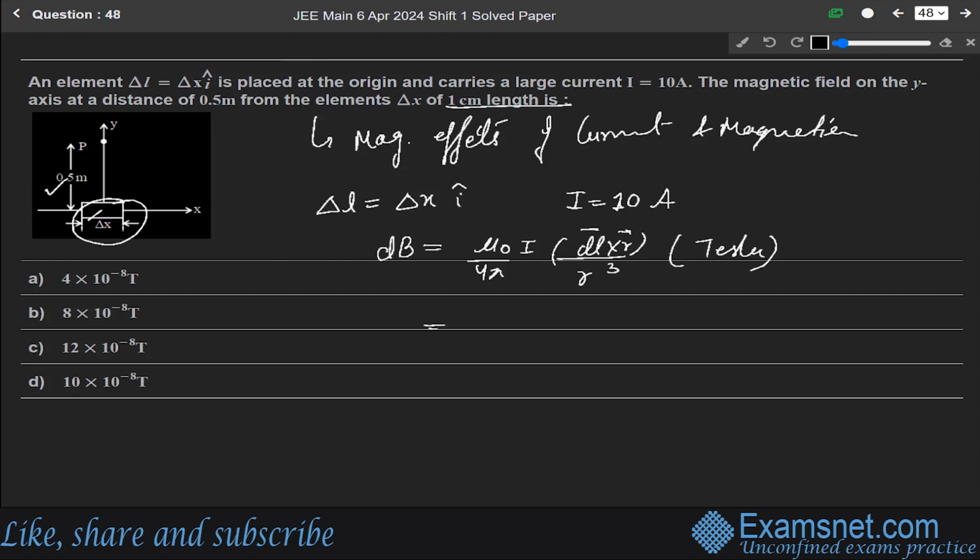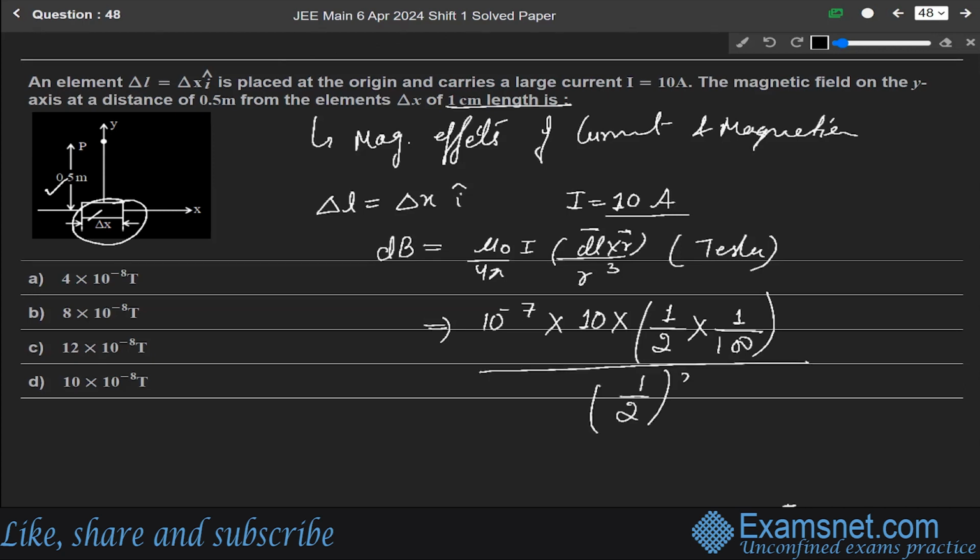So now mu naught over 4 pi means 10 to the power minus 7 into current. Current is given as 10 ampere, okay, into dl cross r over r cube. Distance is given as 0.5 meter and dl is 1 centimeter. So it will be equals to 0.5 means 1 by 2 into 1 centimeter means 1 over 100. Okay. And over r cube. R cube means 1 by 2 whole cube.